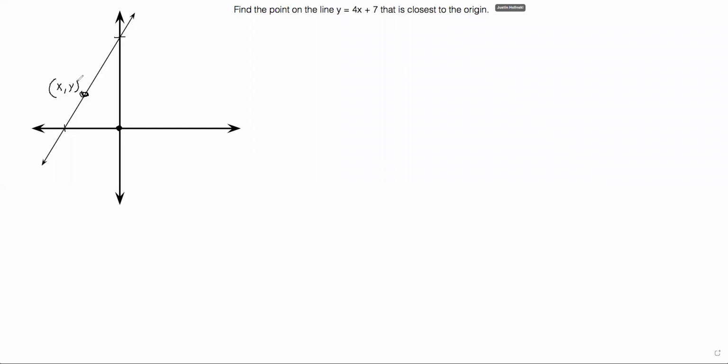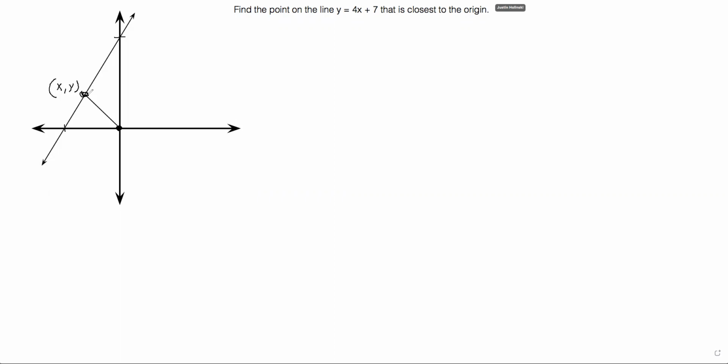So this is our arbitrary point, and we're trying to find the distance between that point and the origin. But we can't find the true distance yet because we don't know x and we don't know y, but we're going to find those. So let's see if we can come up with an expression that gives us the length of this line for any given values of x and y. So we're going to need the Pythagorean theorem.